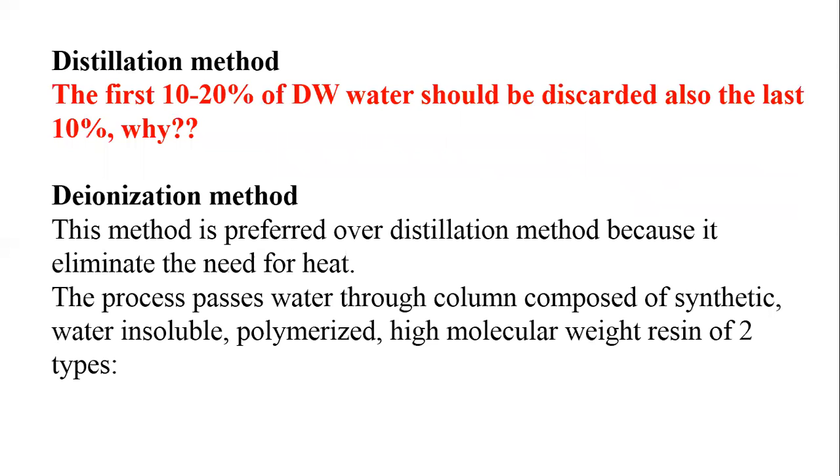In the distillation method, the first 10 to 20% of distilled water should be discarded. Also, the last 10% should be discarded too. Why? The first 10 to 20% of distilled water should be discarded to avoid the presence of any volatile material from the urban drinking water when it first entered the distillator.